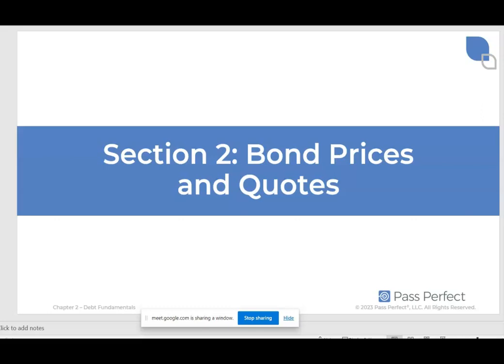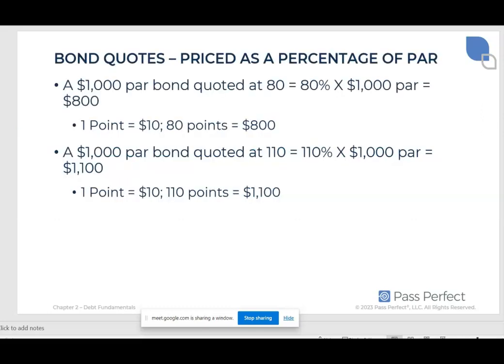So I want to make sure we go over this stuff and that we all got it down. This first part is about bond prices and quotes. When you get a price quote on a bond, the convention is that the number you see represents a percentage of its par value. So it's quoted in points, and one bond point is the same as 1% of its par value.